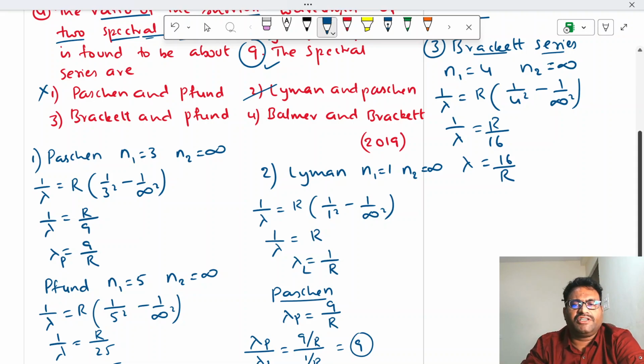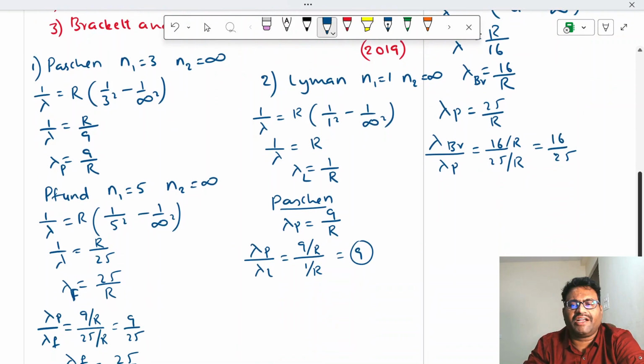Already for the Pfund series we have calculated in option 1: lambda P is equal to 25 by R. So this is the Brackett series, lambda Brackett by lambda P is equal to 16 by R by 25 by R. But you get 16 by 25. So we don't get 9 as a ratio.